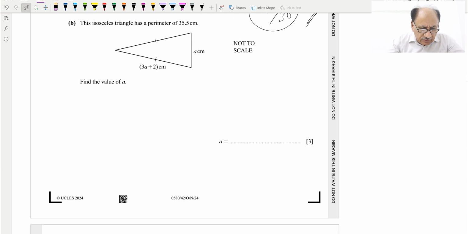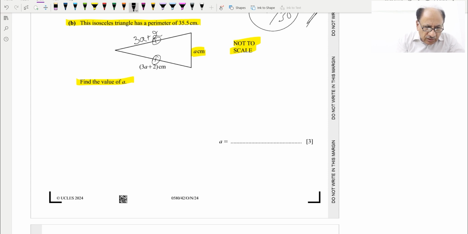Hopefully you understood this. Now B part says this isosceles triangle has a perimeter of 35.5 and the diagram is not to scale. Find the value of a. This side we need to find. So we know that this side is also 3a plus 2 because these two sides are equal. So perimeter will be what? Perimeter will be adding all the sides.